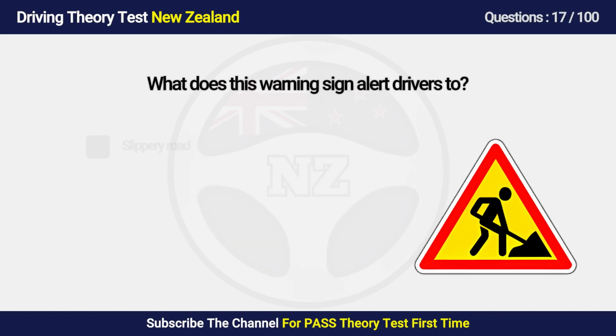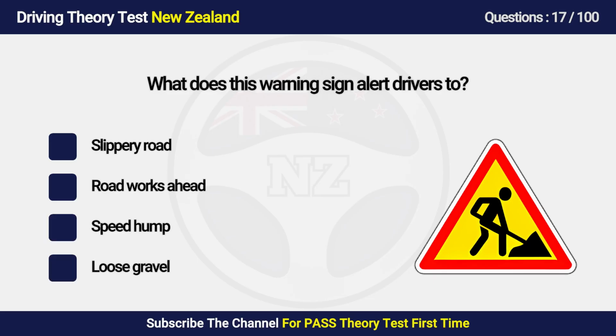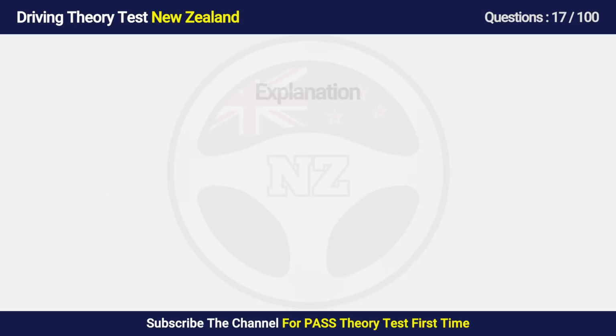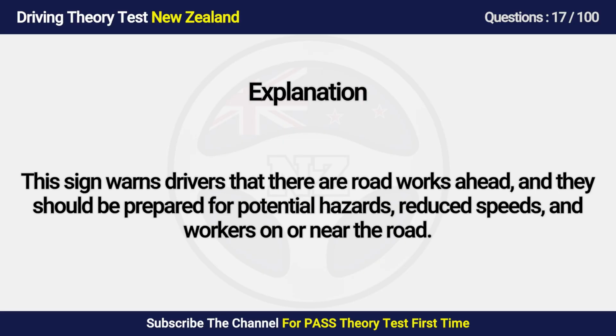Question 17. What does this warning sign alert drivers to? A. Slippery road. B. Road works ahead. C. Speed hump. D. Loose gravel. Answer is B. Road works ahead. This sign warns drivers that there are road works ahead, and they should be prepared for potential hazards, speed limits, and workers on or near the road.